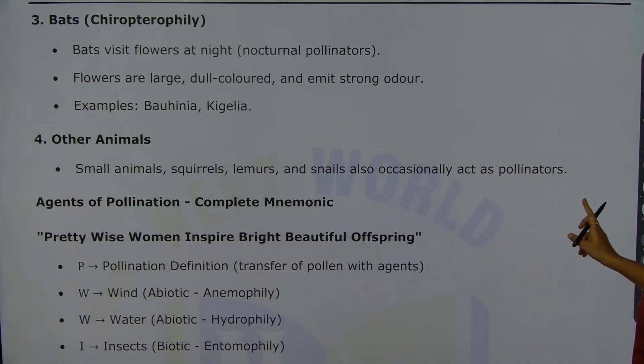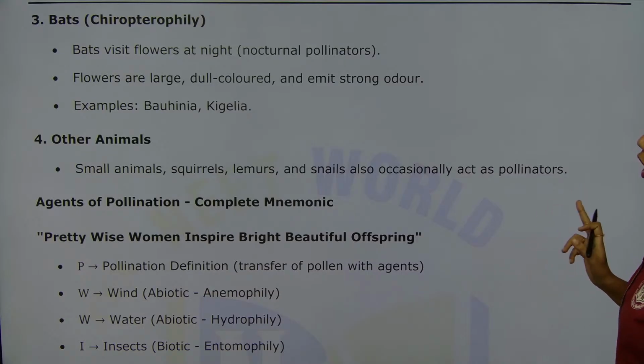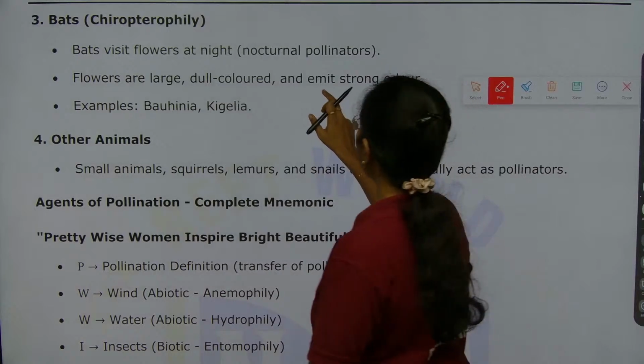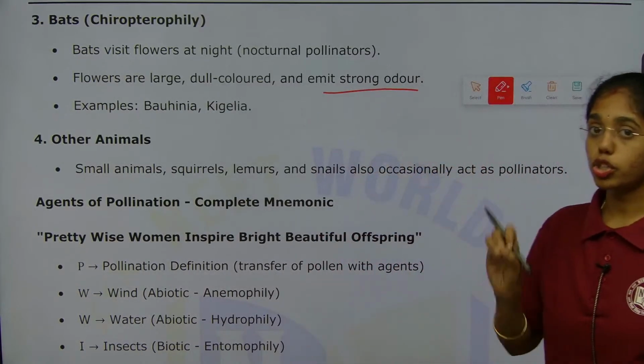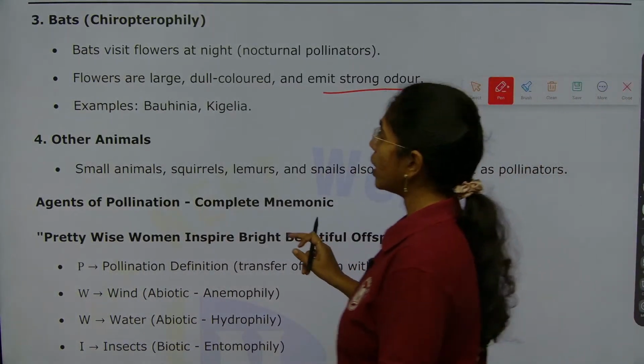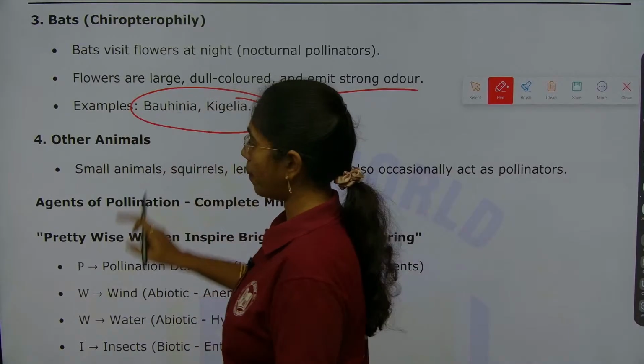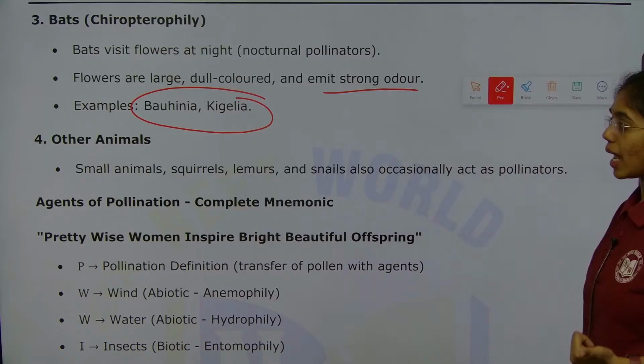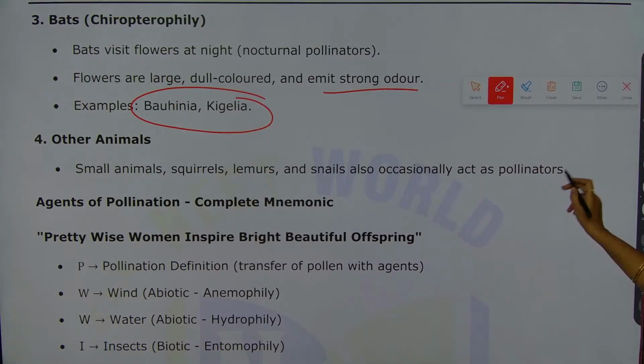Next, chiropterophily. Here bats will visit the flowers at night. They are nocturnal pollinators, and the flowers are large, dull colored, and emit a strong odor. Examples here include Bauhinia and Kigelia. Other animals include small animals like squirrels, lemurs and snails. Occasionally they will also act as pollinators.